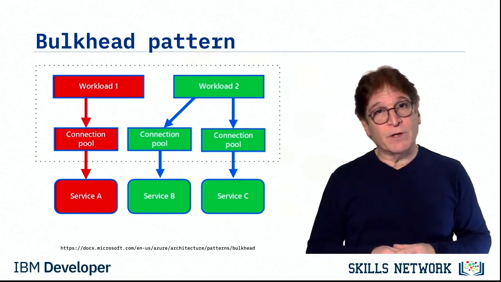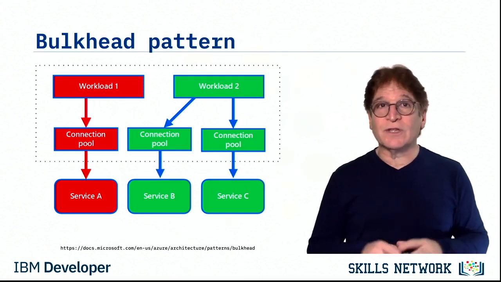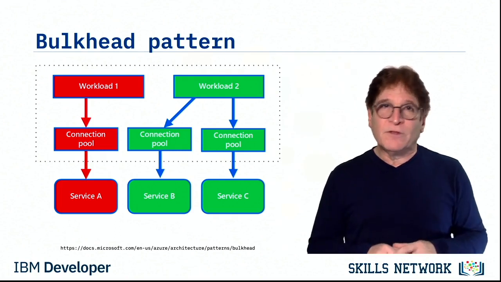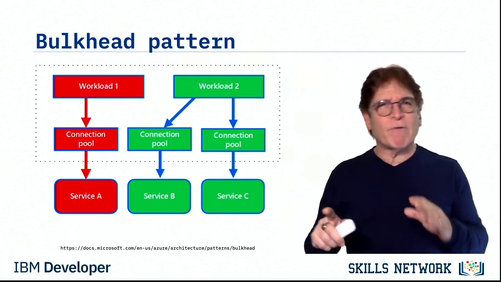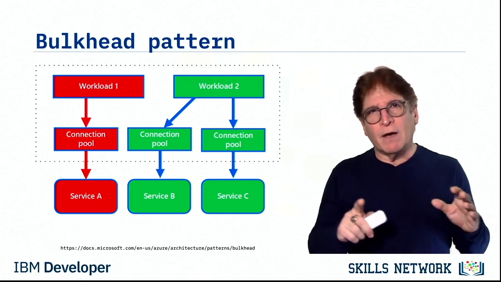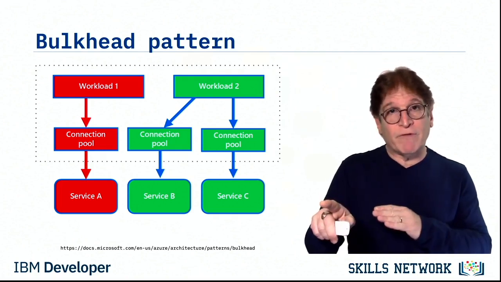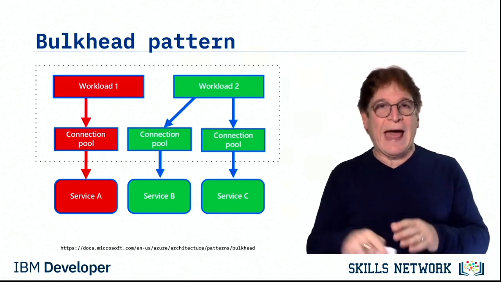The bulkhead pattern can be used to isolate failing services to limit the scope of a failure. This is a pattern where using separate thread pools can help to recover from a failed database connection by directing traffic to an alternate thread pool that's still active.